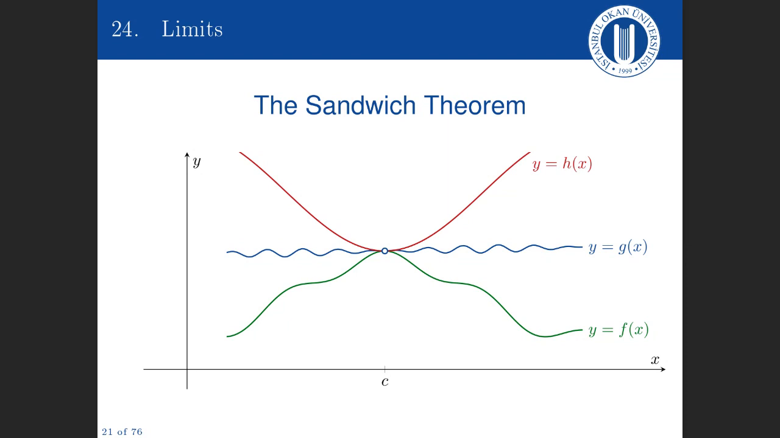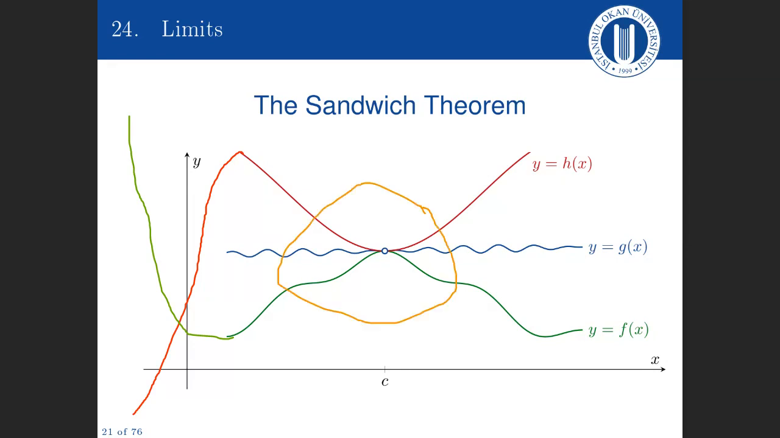Now, we're only interested in what happens close to c. It doesn't matter what happens all of the way over on the left. So if I continue the graphs, it doesn't matter if f is bigger than h all the way over to the left. That doesn't matter. All we care about is what happens close to c.